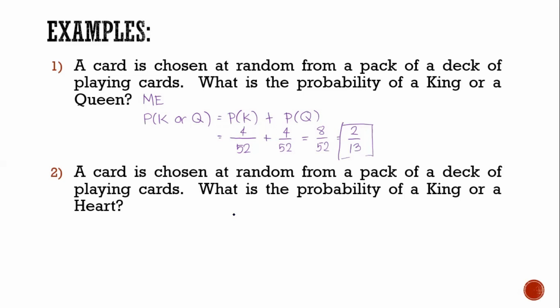Next example. A card is chosen at random from a deck of playing cards. What is the probability of a king or a heart? Let's try to analyze this. Is this mutually exclusive or not? Can we have a king of hearts? Yes, we can have a king of hearts. Therefore, it can happen at the same time. And so the events are not mutually exclusive.